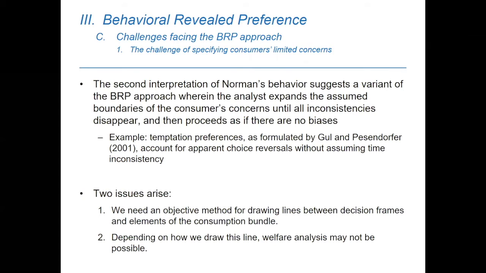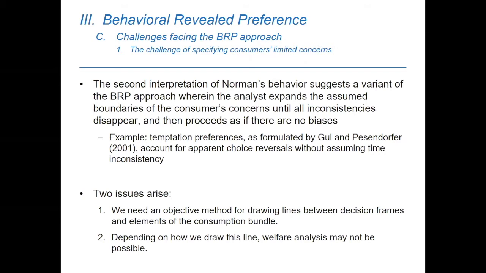It includes the set from which they're choosing because the options that are in that set can make them experience temptation, which is unpleasant when they choose something else. Now, in any given practical application, when we try to draw this line, two issues arise. The first is that we need an objective method for drawing the lines between decision frames and elements of the consumption bundle. How do we know which is which?